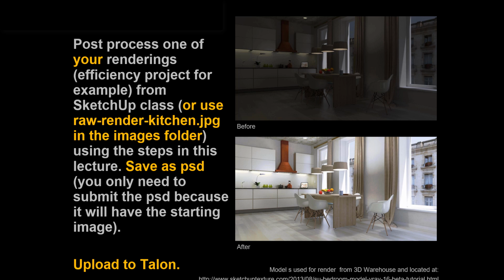For this assignment, I'd like you to post-process a rendering you made from a previous class. Now, if you don't have a rendering you can use or can't find it, you can use the one provided in the images folder. It's called raw-render-kitchen. Just use raw-render-kitchen in the images folder and then follow along. Do the steps we did in the lecture in the bath assignment and then save as a Photoshop file. And you just submit the Photoshop file.